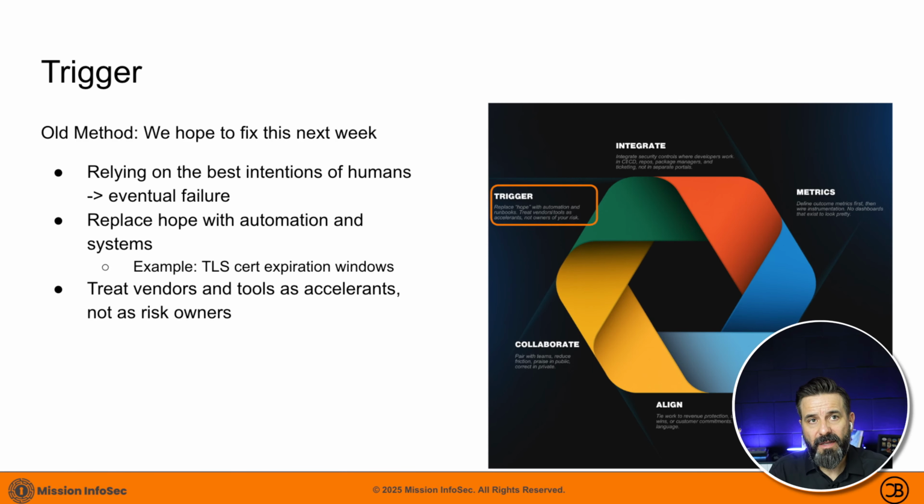All right, the last one in the impact loop is trigger. So the old method is, we hope to fix this next week, or we're going to put this on the backlog and we hope to get it in the next sprint. And as I said from the outset, hope is not a plan. If you don't have a plan, it's not going to get done. And a plan always involves somebody who's assigned and a date, right? But even further than that, relying on the best intentions of humans eventually ends in failure.